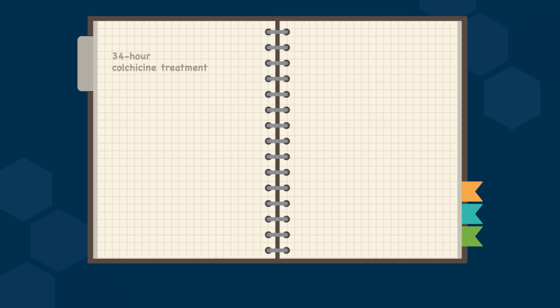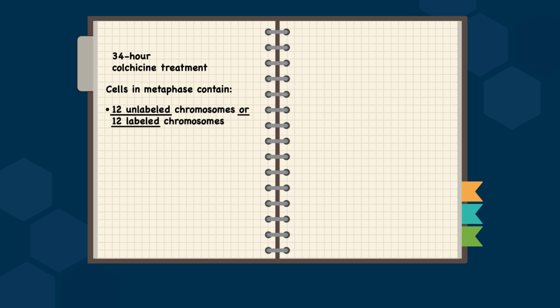When colchicine treatment was extended to 34 hours, cells in metaphase exhibited several patterns. In the first pattern, there were either cells with 12 unlabeled chromosomes, which indicated that these cells went through S phase after the labeling period and during the colchicine treatment, or cells with 12 labeled chromosomes on both chromatids, which suggests that they passed through one S phase during colchicine treatment.